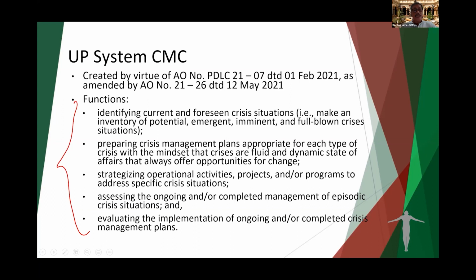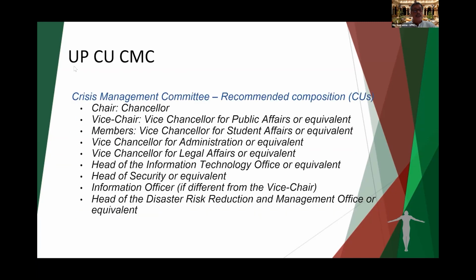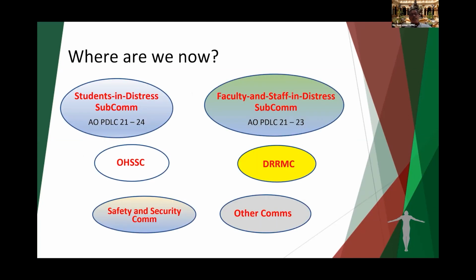Now, together with this memo was the order for each CU to establish its crisis management committee, and the memorandum recommended the composition of the CU Crisis Management Committee with the Chancellor as chair and the Vice Chancellor for Public Affairs or equivalent as Vice Chair, and so on. And I believe that all CUs already responded to this, and each CU has its own crisis management committee. Now, where are we now?